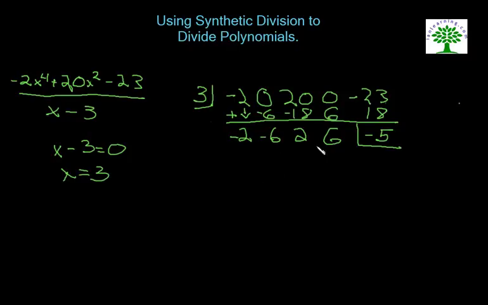So now we just have to put this in answer form. What we're going to do is always start 1 degree less than whatever our dividend was. So if this is x to the 4th, we're going to start at x cubed. So -2x cubed, and we're going to go right down the line: -6x squared plus 2x to the first power plus 6 plus whatever our remainder is, -5 over whatever our original divisor was, x minus 3. And this is the quotient to our division problem.